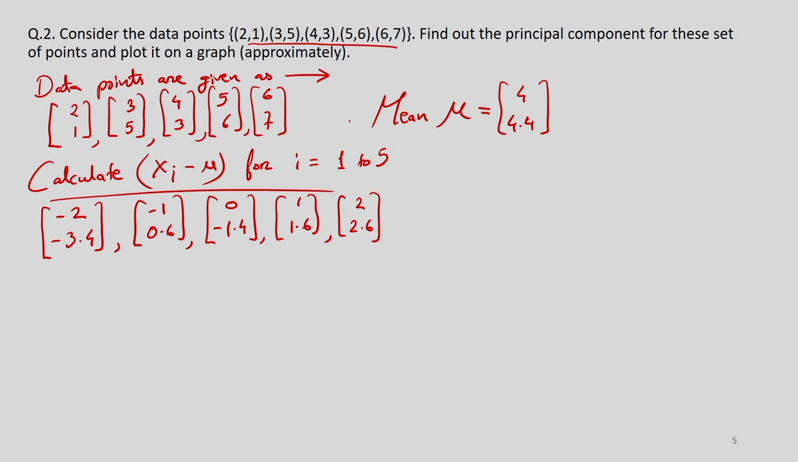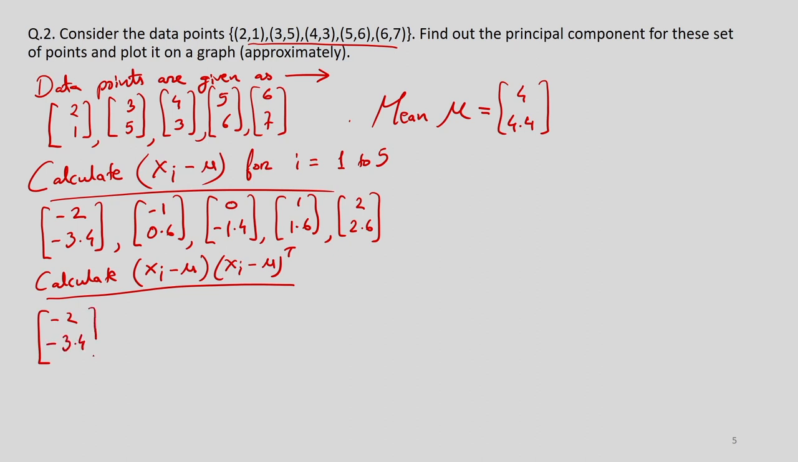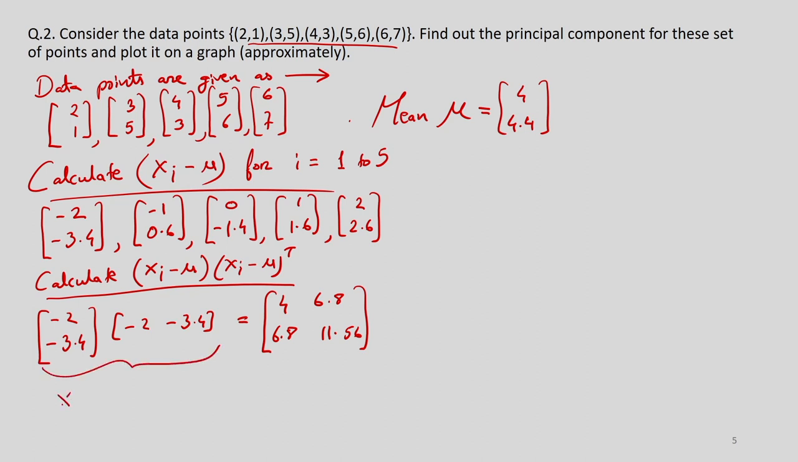Now, since we are done calculating xi minus mu, let's calculate xi minus mu transpose. Alright. So, for the first point, we can write minus 2, minus 3.4. So, this is equal to 4, 6.8, 6.8, 11.56. So, this part is simply x1 minus mu and x1 minus mu transpose. Alright. So, similarly, if we do this multiplication, we get the following results.